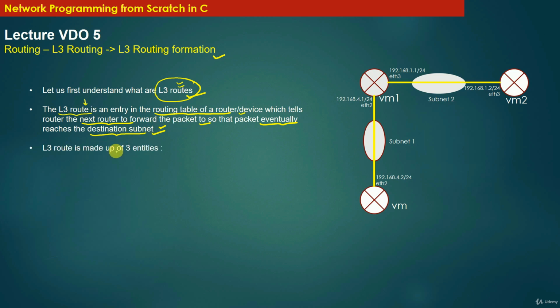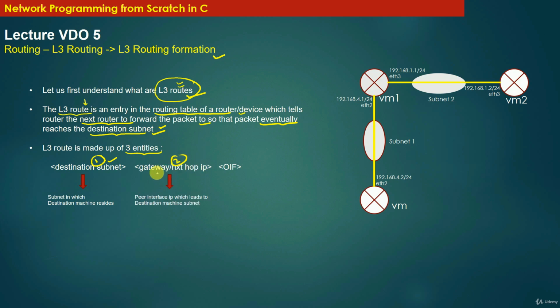So a layer 3 route is actually made up of 3 entities. Now what are these 3 entities? The first entity is the destination subnet. Destination subnet means the network ID of the subnet in which the destination machine is present. The second entity is the next hop IP address. This next hop IP address we also call the gateway. The gateway is the peer interface IP address which leads to the destination machine subnet. And the third entity is the outgoing interface. That is, the local outgoing interface to reach the peer interface.